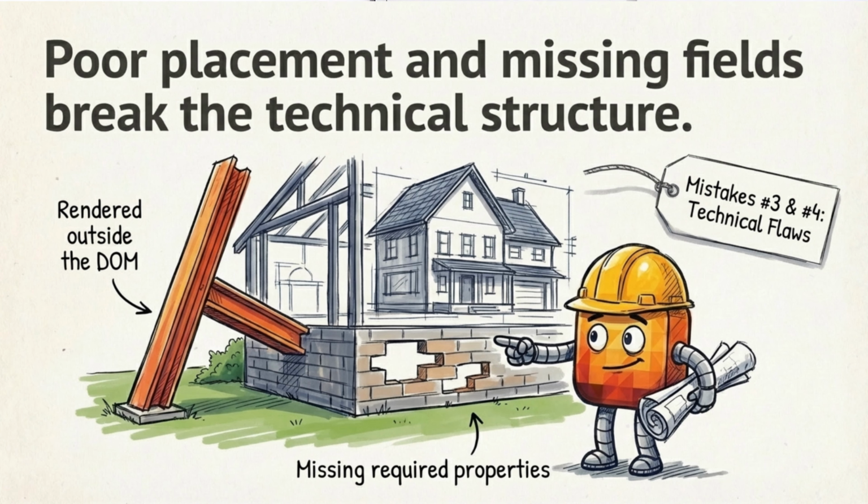Mistake number four, incomplete required fields. Schema.org has required, recommended, and optional fields for each type. We see sites that implement the schema type but skip half the required fields. For example, an organization schema with no URL, a local business with no address, a product with no name. Google won't generate rich results from incomplete schema, and they may flag it as an error in Search Console if we're not implementing it properly.